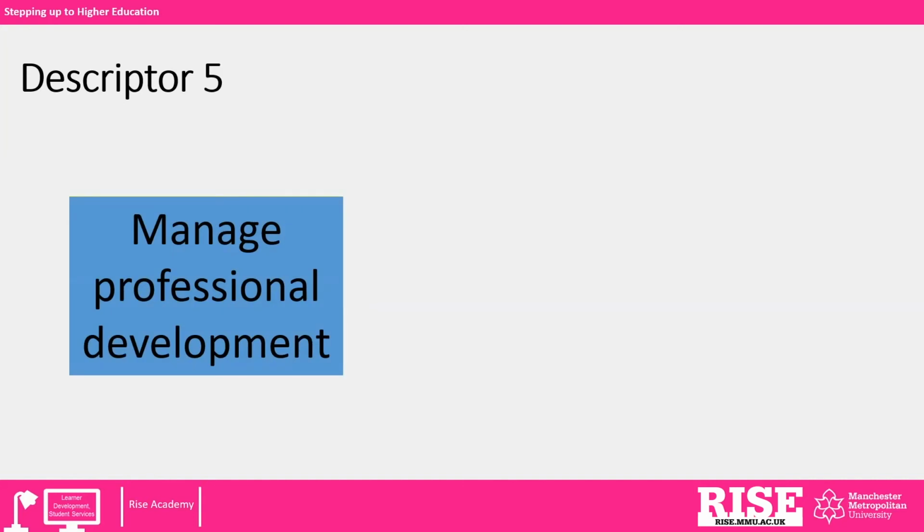Descriptor 5 is managing professional development. This is where you might reflect on your progress. You can do this using feedback you get from your assignments, or you can do this as part of a discussion in a tutorial.